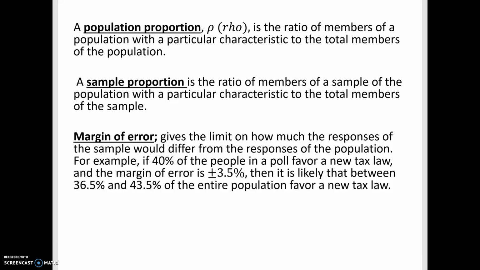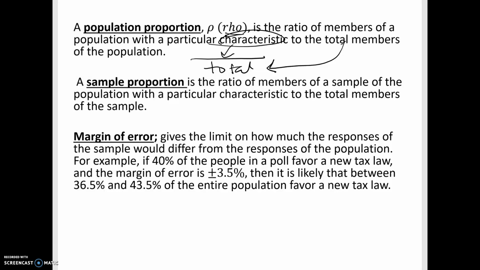Okay, then we have what's called a population proportion, okay, and that's pronounced row, like rowing a boat. Okay, population proportion is the ratio of members of a population with a particular characteristic to the total number of members. So just think about that as a fraction, those with the characteristic over your total number. Okay, and then we also have the sample version of that, so those members in the sample with a particular characteristic over total members of a sample.